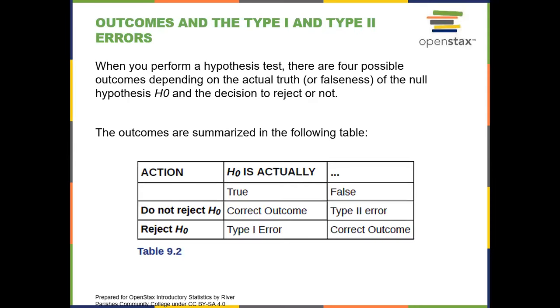When you perform a hypothesis test, there are 4 possible outcomes, meaning results, depending on the actual truth or falseness of the null hypothesis, H sub 0, and the decision to reject or not. Okay, so look at this table. The outcomes are summarized in the following table.